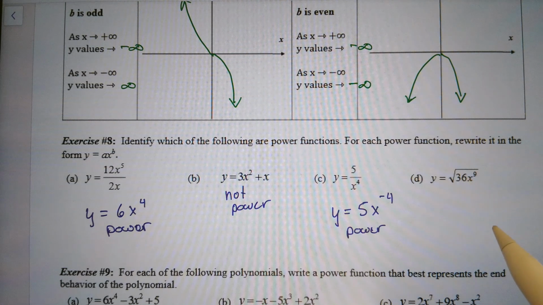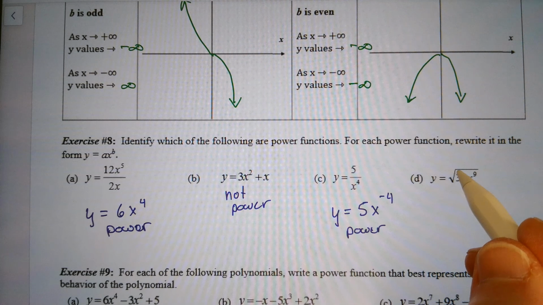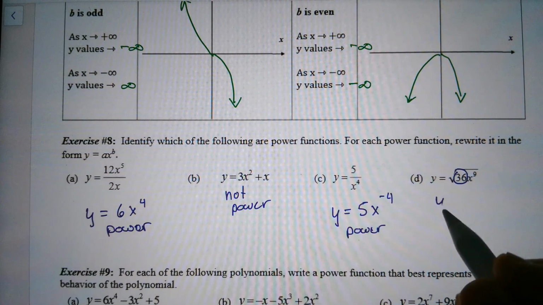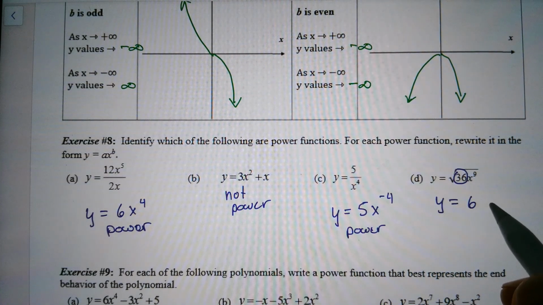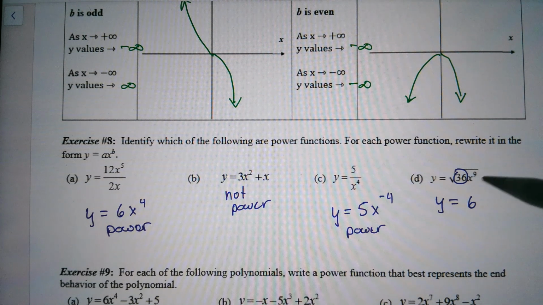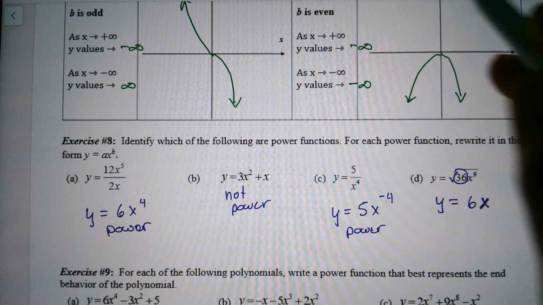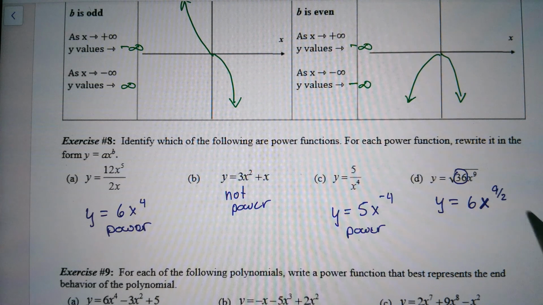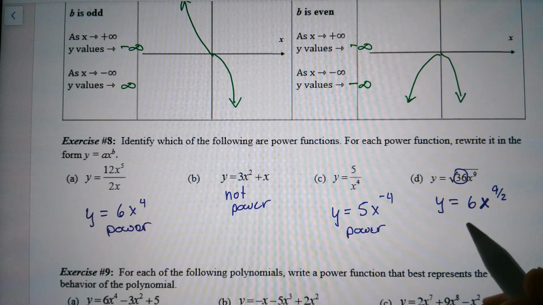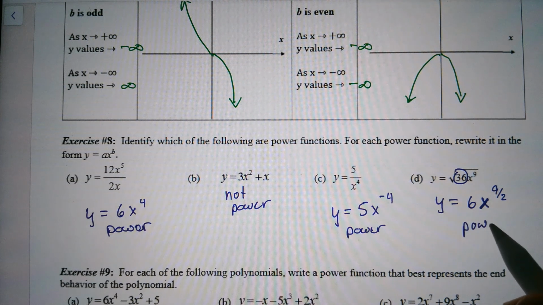Square root, well, let's see. Square root of 36 is 6. Y equals 6, and the square root of x to the 9th, I'm going to write as x to the fractional exponent 9/2. And that's real. So our a and b values are real numbers. This is a power function.